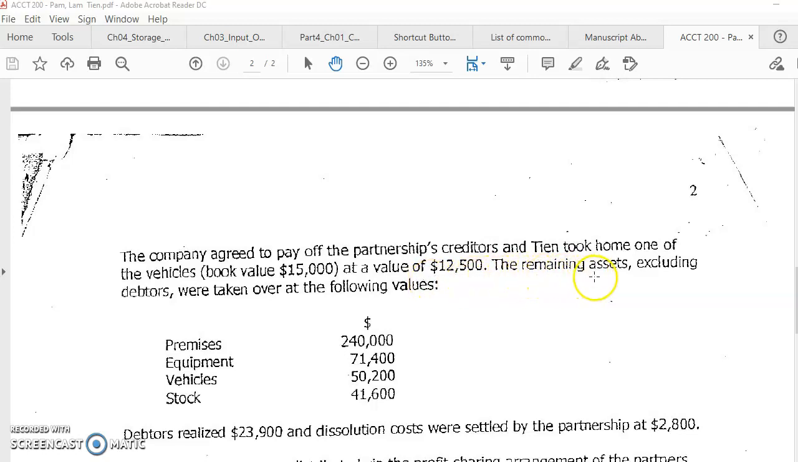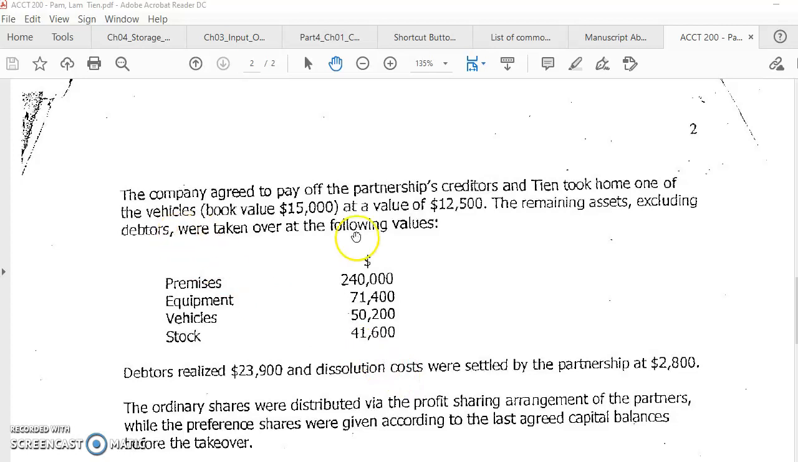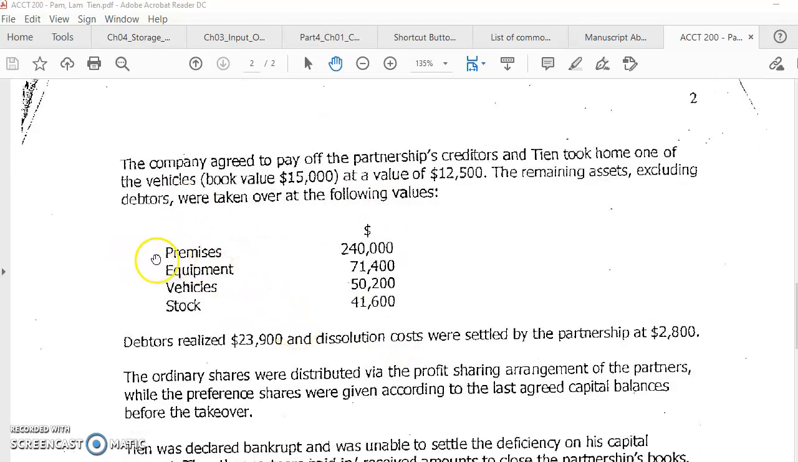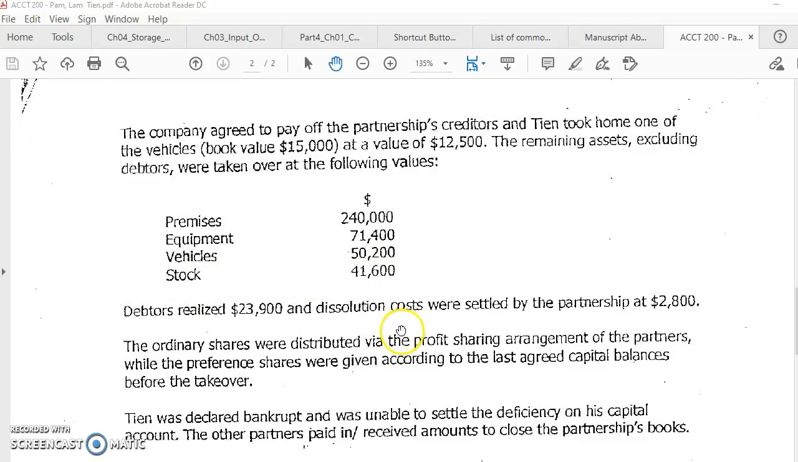Now the remaining assets, excluding the debtors, were taken over at the following values. Apex Limited took over premises at $240,000, equipment at $17,400, vehicles at $50,200, and stock at $41,600.